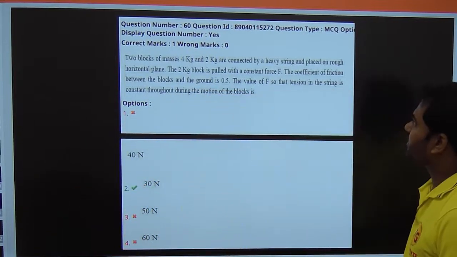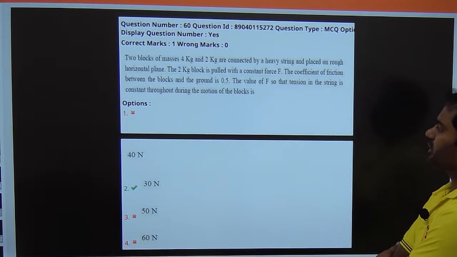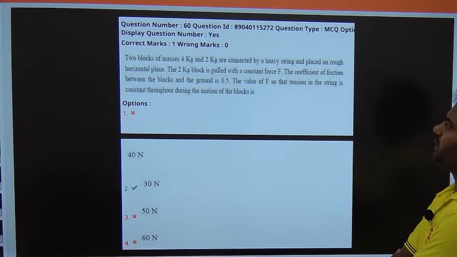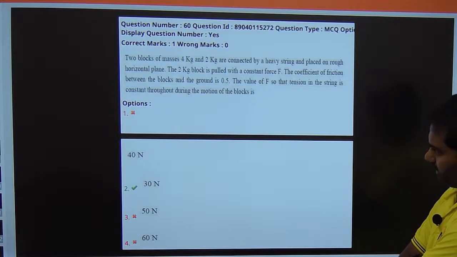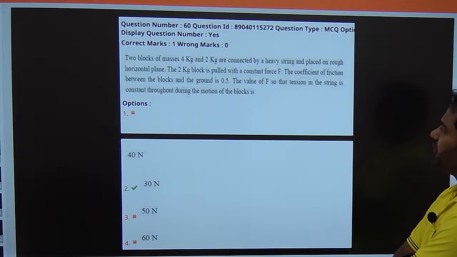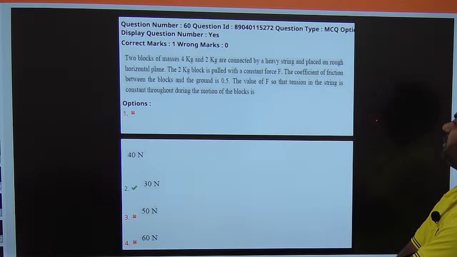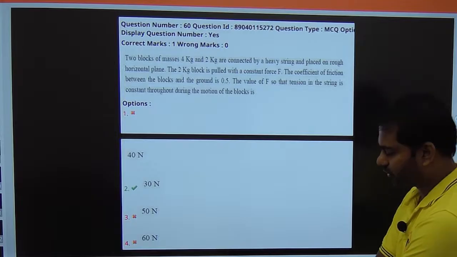In this question number 60, it is given that two blocks of masses 4 kg, 2 kg are connected by a heavy string and placed on a rough horizontal plane. The 2 kg block is pulled with a constant force of F. The coefficient of friction between the block and the ground is 0.5. The value of F, so that the tension in the string is constant during the motion, is.